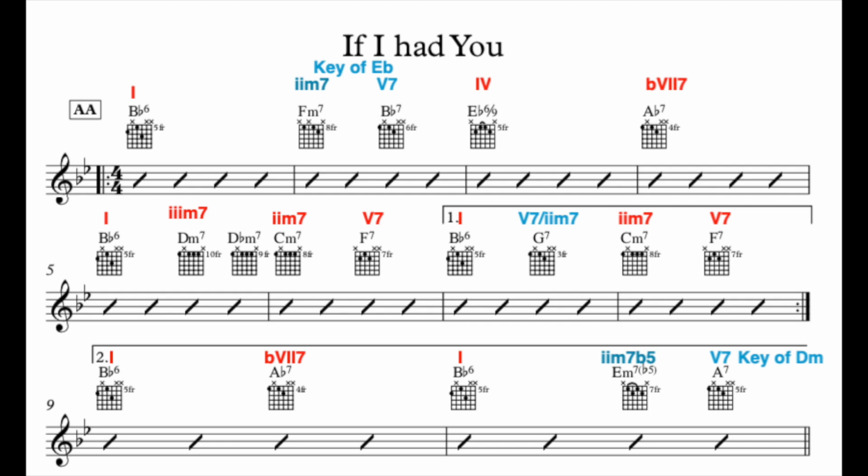D minor 7, D flat minor 7, C minor, F7, and the first time bar goes B flat, G7, C minor, F7. With the second bar ending differently: B flat 6, A flat 7, B flat 6, and E minor 7 flat 5 to A7. So let's go through the chord shapes that you're going to need for that.